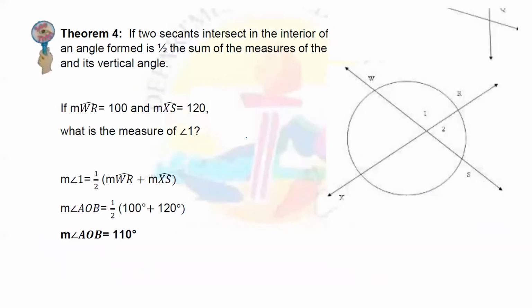Theorem 4. This time, two secants intersect at the interior of the circle. The point of intersection is inside. To get the measure of the angle formed, for example, this angle 2 is the same as its vertical angle. What you will do is add the intercepted arcs of these two angles. Add them, then get 1/2. That is the formula. For example, okay, what we are looking for here is angle 1.